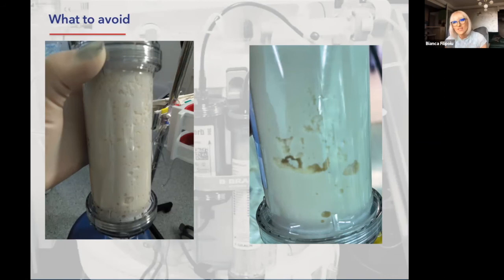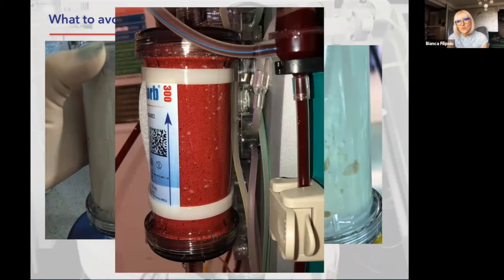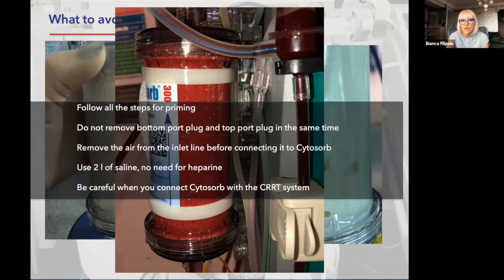And of course, when you have air, you have islands of nothing, because all those beads are not able to adsorb, because they are dried and they have to be wet to be able to adsorb, and the risk of having coagulation in those areas is really high. So if you connect your patient with an adsorber looking like this, you'll have these small spots like here where you have air. So basically, you're reducing the adsorption capacity of Cytosorb, but at the same time, you are increasing the risk of coagulation.